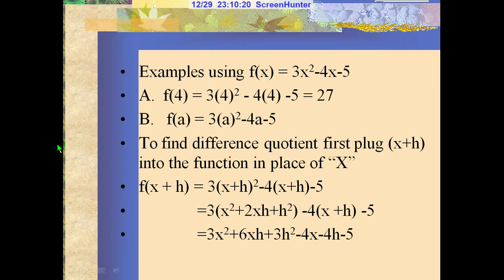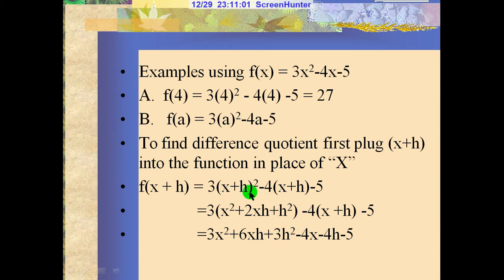So, to find the difference quotient, we have to plug x plus h into the function in place of x. The first step is to substitute x plus h instead of x in the function. This is your function, 3x square minus 4x minus 5. Then function of x plus h: if x is equal to x plus h, then 3(x plus h), wherever there is x, we will substitute x plus h, minus 4(x plus h) minus 5.